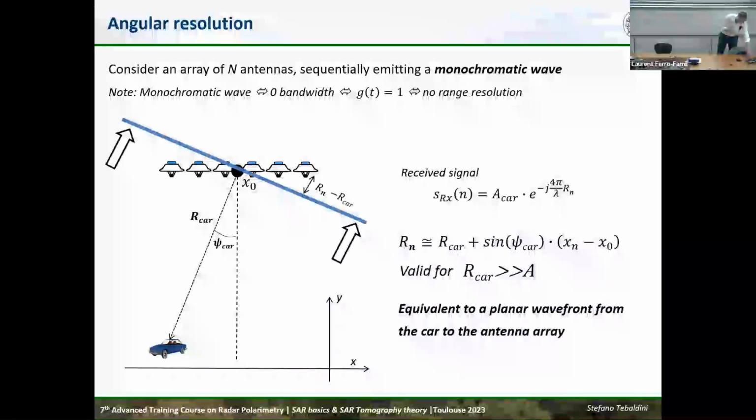So now we can write it. Just to mention, this is equivalent to approximating a spherical wave to a plane wave. And when you hear people talking about the far field, this is more or less what they mean.